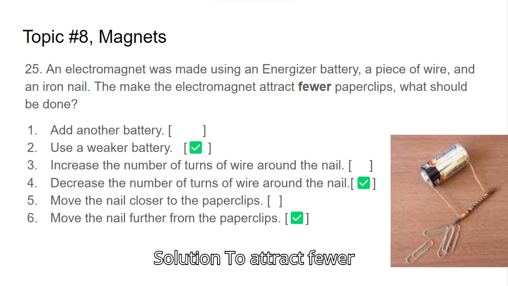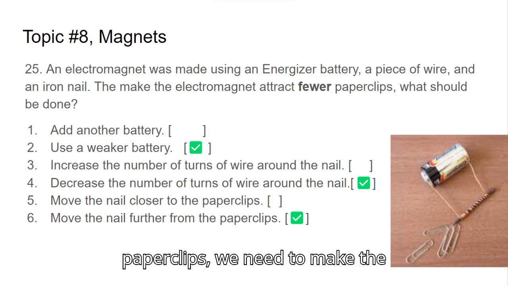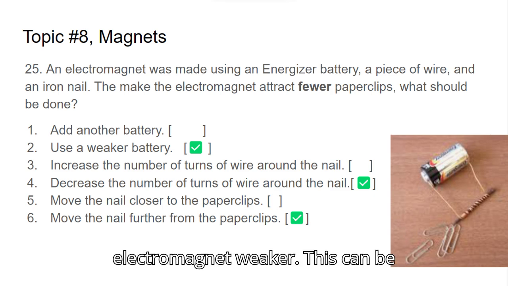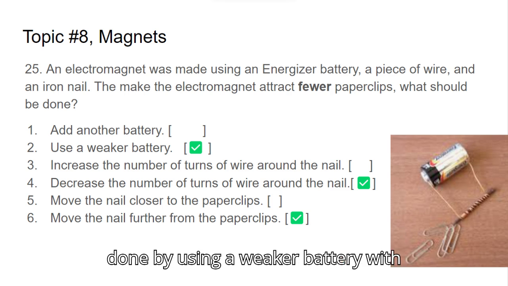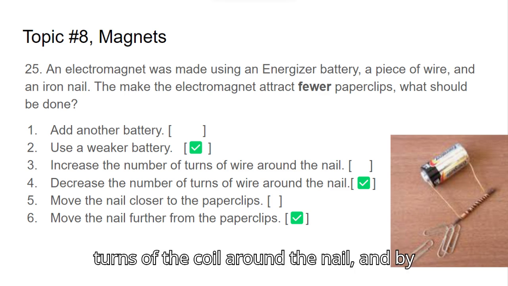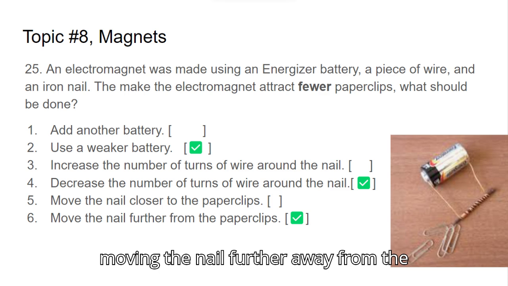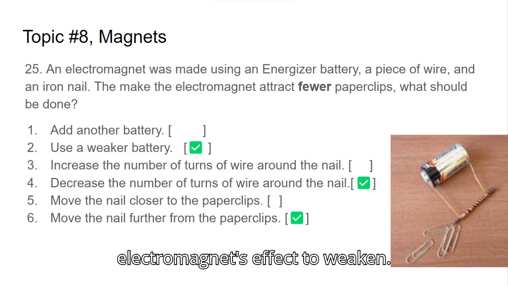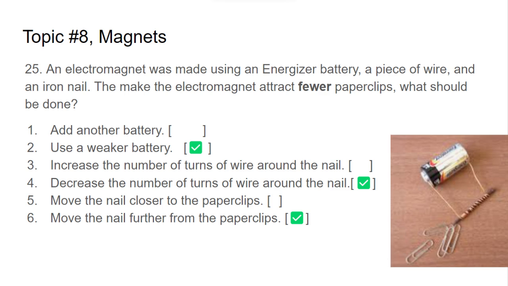Solution. To attract fewer paper clips, we need to make the electromagnet weaker. This can be done by using a weaker battery with lower voltage, decreasing the number of turns of the coil around the nail, and by moving the nail further away from the paper clips. This will cause the electromagnet's effect to weaken.